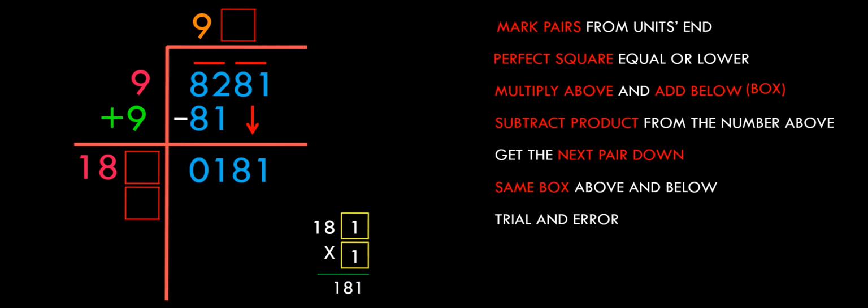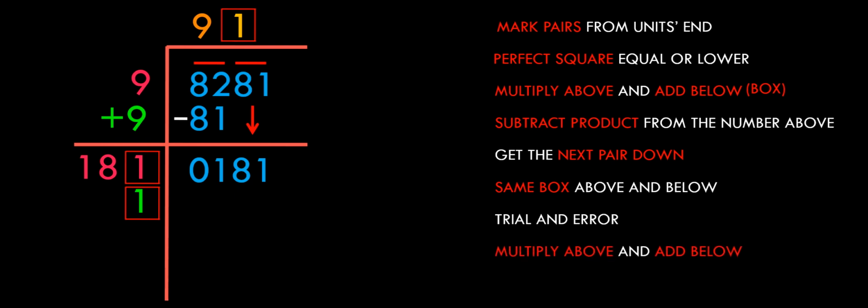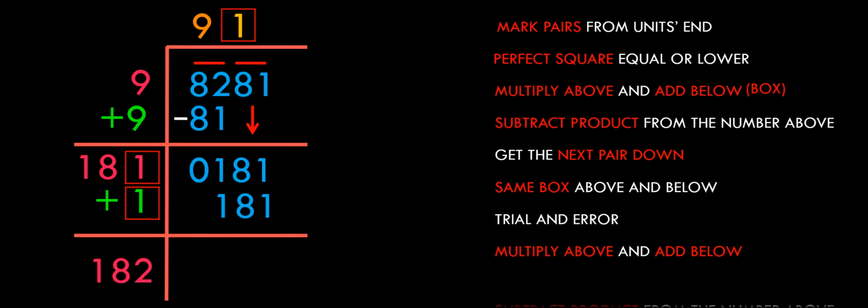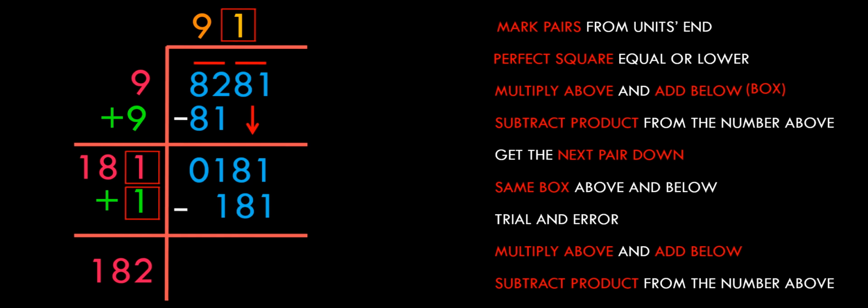Yes, the number is 1. Now let us put the number 1 in the required boxes. Now we will again multiply above and add below. We will subtract the product from the number above. And we got 0. The moment we get 0, we stop then and there. The number at the top will be our answer. So, the square root of 8281 is 91.